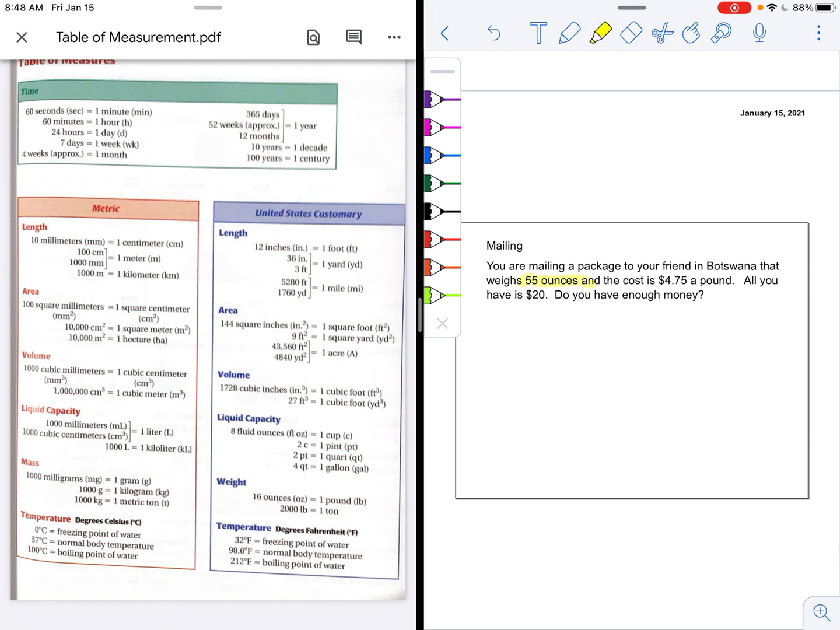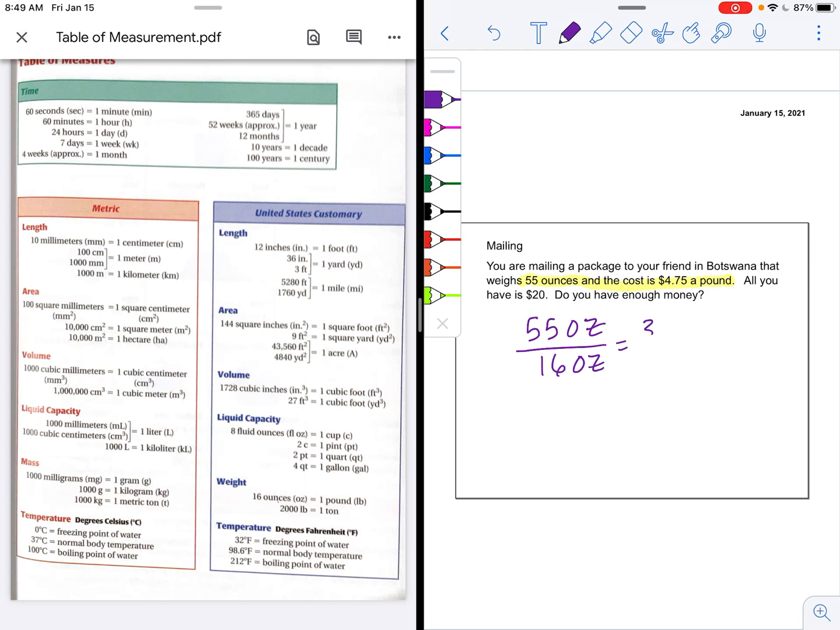So here we have 55 ounces and it costs $4.75 a pound. So I'm going to take my 55 ounces because I need to know how many pounds that is. Looking at my conversion chart, I know that there are 16 ounces in a pound. So I'm going to see how many groups of 16 ounces I can come up with here. So take my calculator and I'm going to do 55 divided by 16.